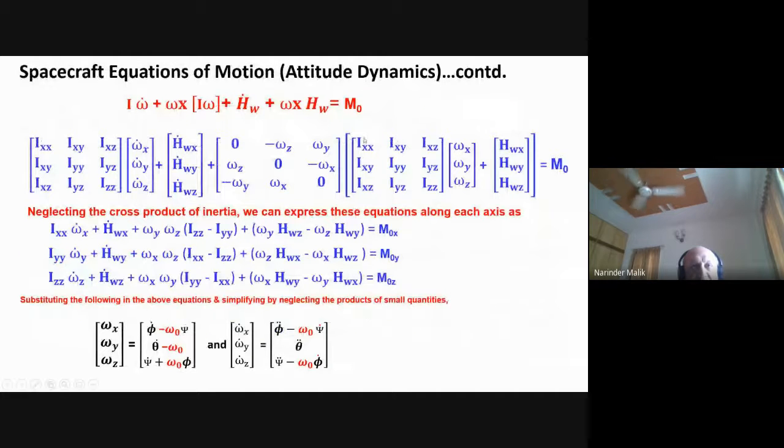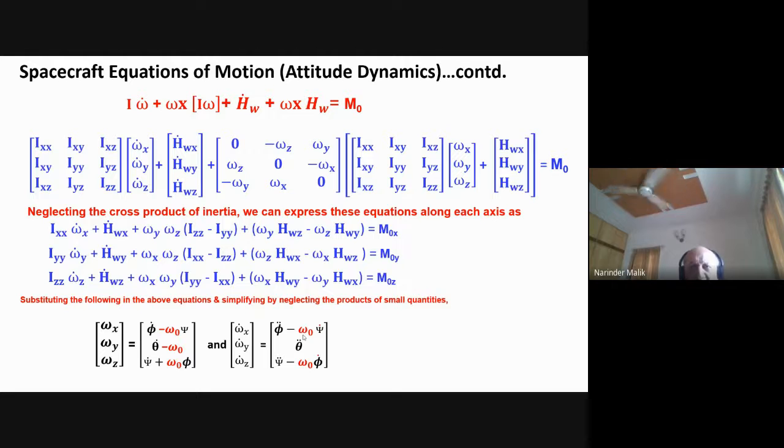Now expanding it further, they can be written like this. Now I can write omega x in terms of the Euler rate. So this was what we said, omega x is equal to phi dot minus omega naught psi. And omega x dot is equal to phi double dot minus omega naught psi dot. Omega naught is a constant term.